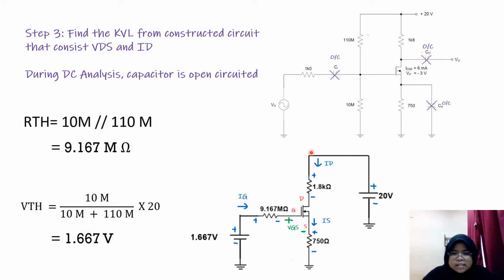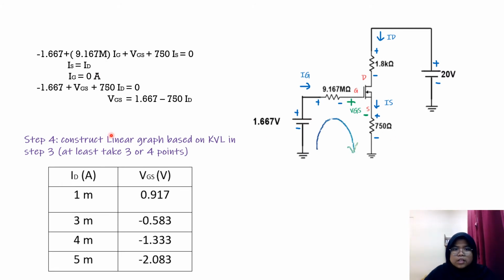As we know it's an N-channel, so the current will flow from drain to the source. So the current will flow from drain to the source, and the circuit will become like this. To find the value that consists of VGS and ID, we have the loop that has the VGS. So at this loop, we have the VGS between gate and source.